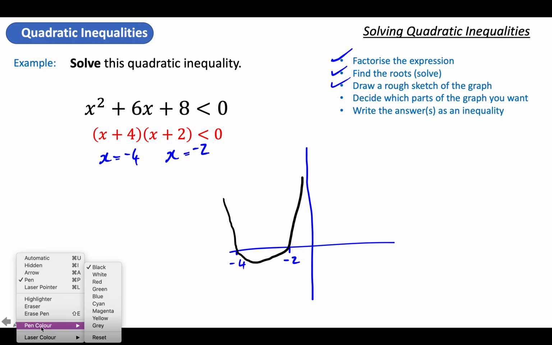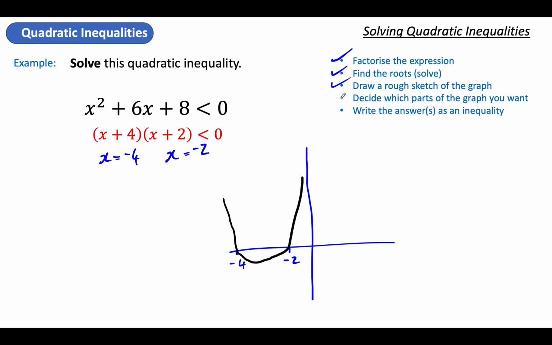And then let's have a look at the next bit. What do we do next? We decide which parts of the graph we want. So look at the sign. It's less than 0. So that means the stuff below the x-axis, the stuff below ground level, which is the little bowl, which means we're after the bit between those two points, aren't we?